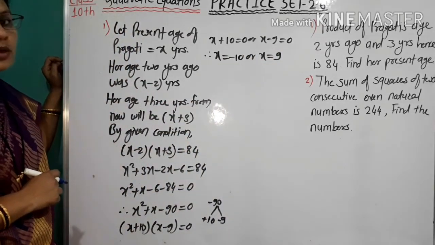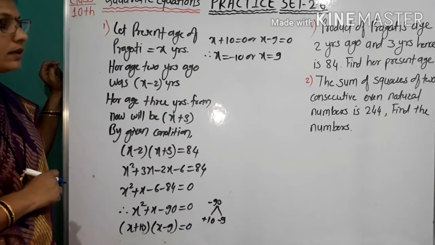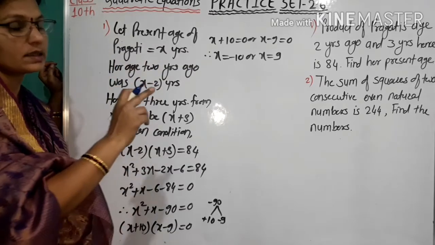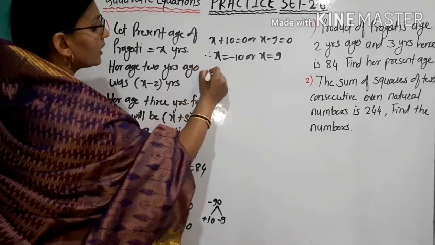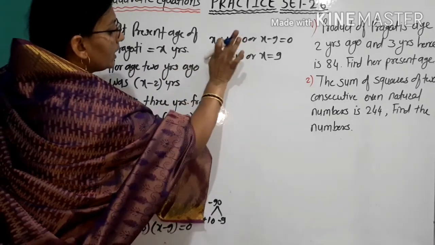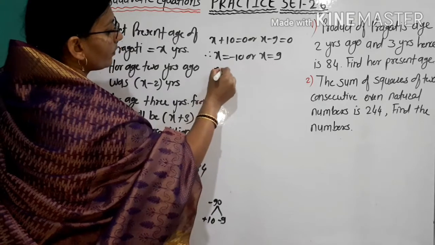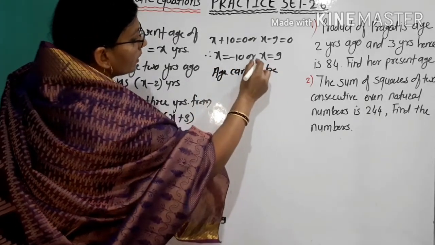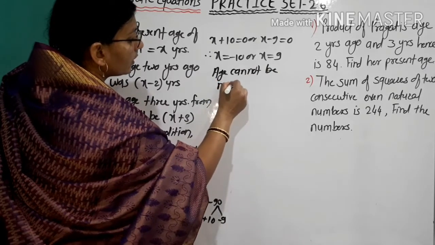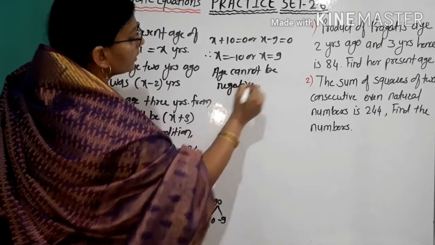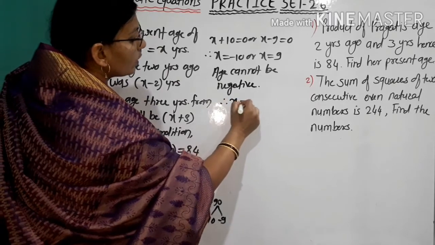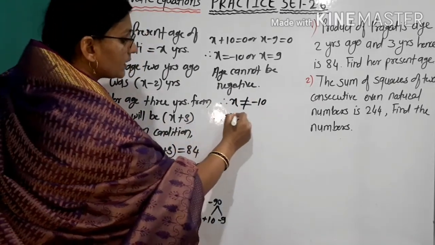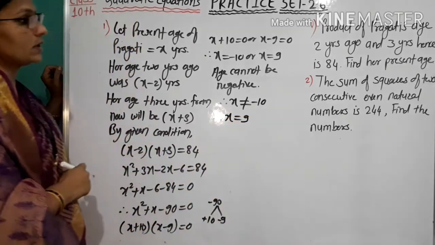There are two values of x, minus 10 and 9, but age cannot be negative. So the value x equal to minus 10 is not acceptable. Age cannot be negative. Therefore x is not equal to minus 10. Therefore the value of x is 9.